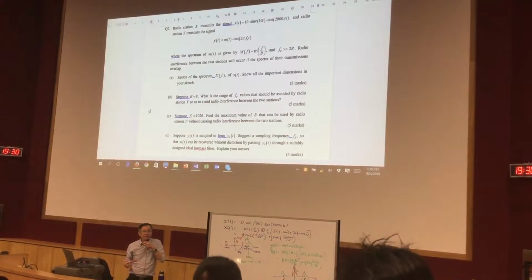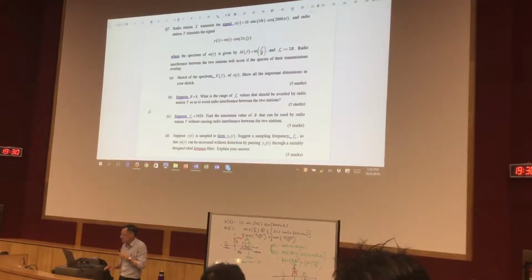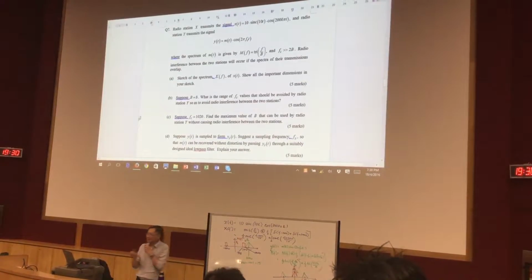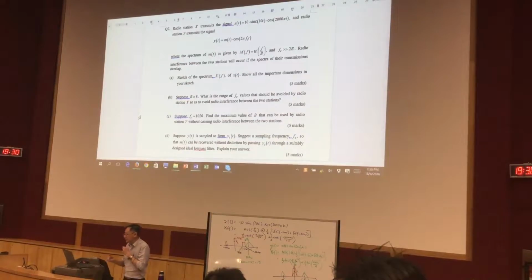Question 7. Any question? A bit tricky, right? But once you understand the logic behind it, then it's easier. Okay?